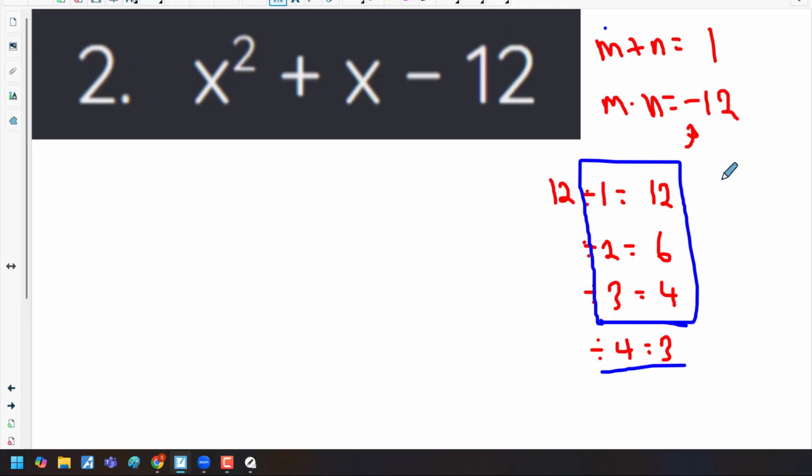So what does that mean? That means in each pair, any one of the numbers can be negative. So either the 1 can be negative in the first pair, or the 12 can be negative. So you can do 1 minus 12 or 12 minus 1. But either way, you don't get 1. 2 minus 6 or 6 minus 2. Still don't get 1. What about 3 minus 4? What's 3 minus 4? Is that 1? Yes or no? What do you think?